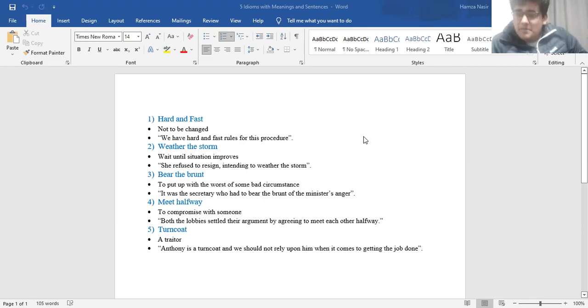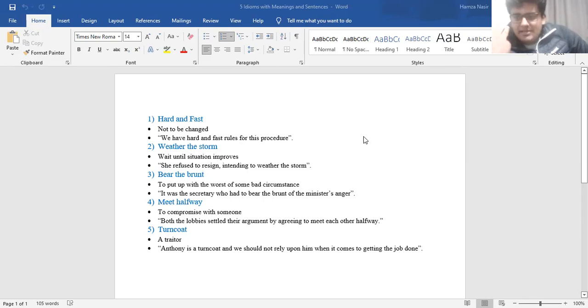So a sentence could be, she refused to resign, intending to weather the storm. Okay, she said that she wouldn't resign. Instead, she would be brave, own it up, and wait till the situation improves. I guess that's the meaning of weather the storm.